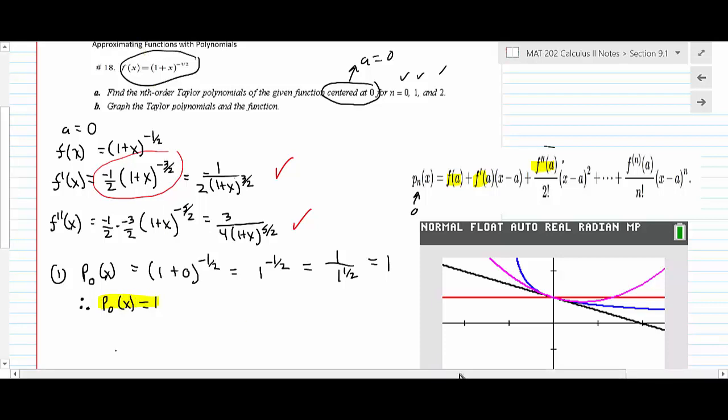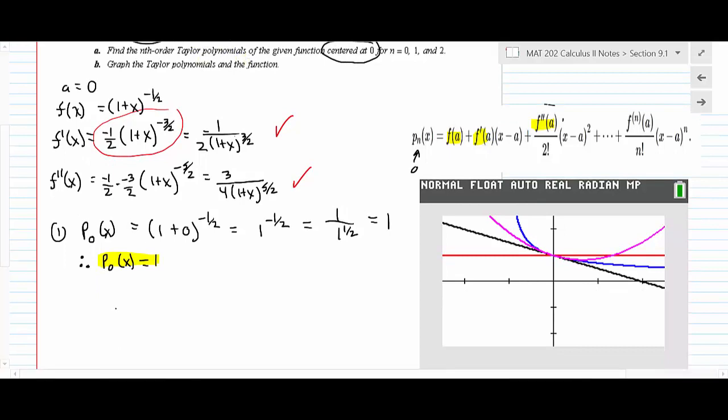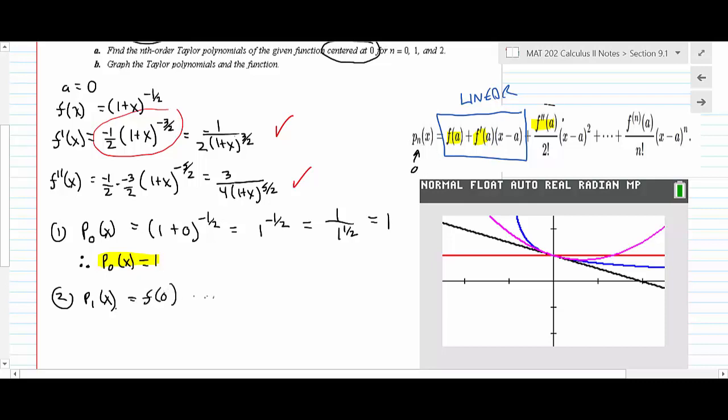Now when we go to the first order, where we have the first derivative, we're looking at the piece of the Taylor polynomial that is a linear approximation. Calc 1 stuff, really. So we're going to have P1 of x, and we follow this formula precisely. That's f of 0 plus f prime of 0 times (x minus 0), since it's centered at 0. We just plug in what we have. f of 0 was 1, we already did that. We haven't done f prime of 0 yet, so we need to do that.